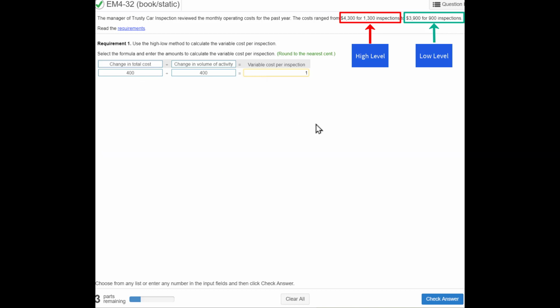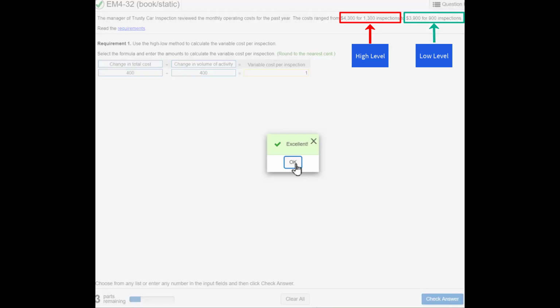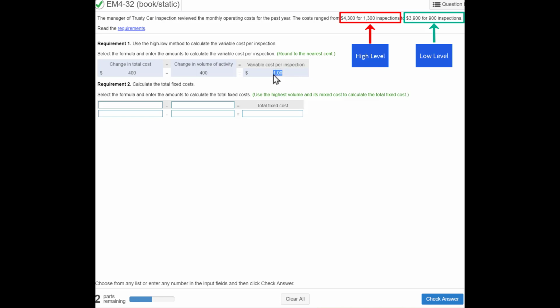I'm just going to put a 1 in there. You can also put 1.00. Excellent. And notice it changes it to 1.00 for you. So what that means is that for every inspection there is a dollar cost. So if we had 2 inspections, we would have $2 of variable costs. Also, notice that it says round to the nearest cent. So when you're doing the other problem, make sure you round to the nearest cent.